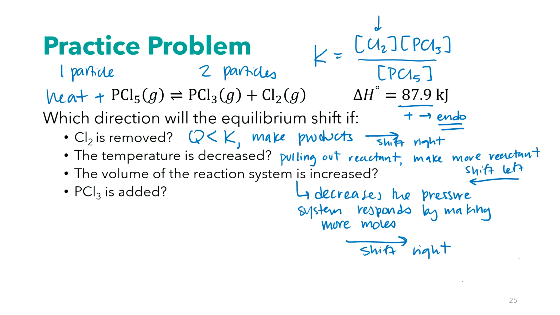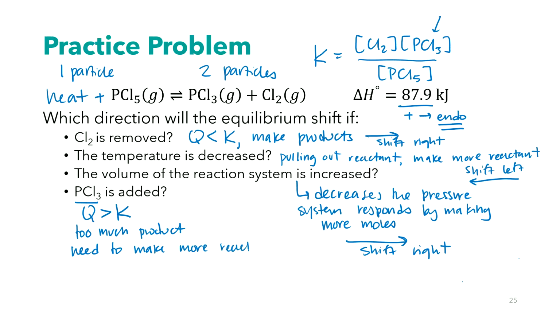Okay? If I added PCl3, this number here gets bigger. So I would have a Q greater than K situation. Too much product. I would need to make more reactants. Okay, so that'll be a shift left.